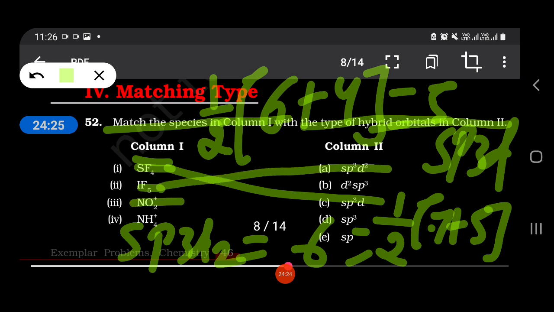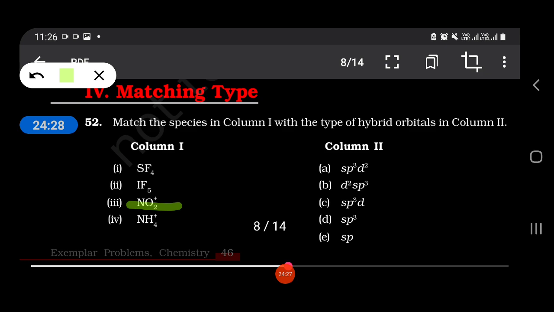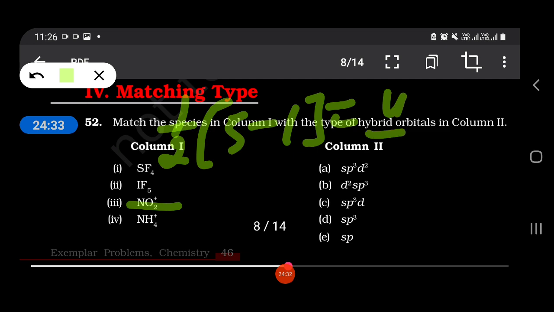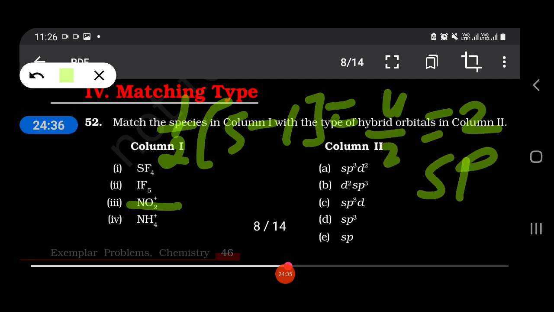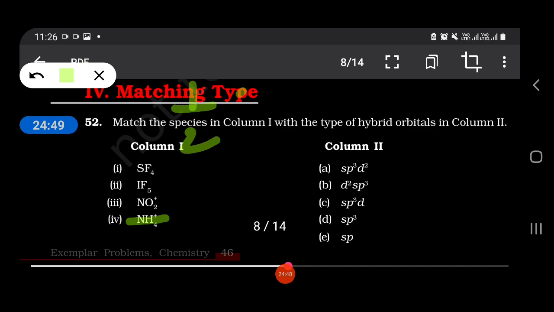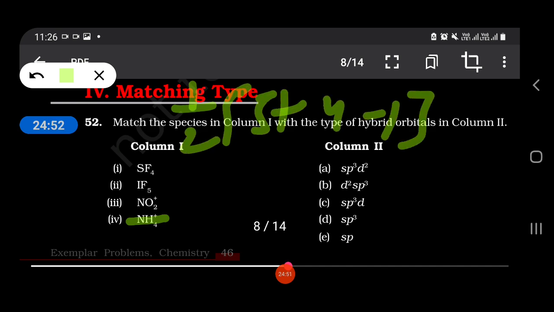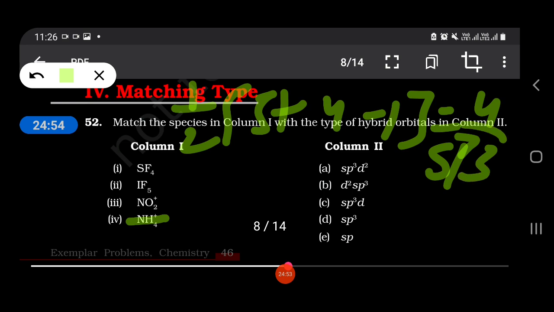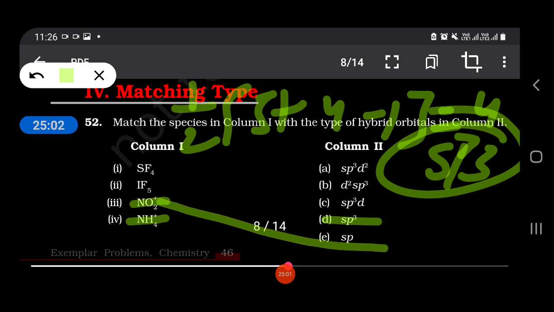And NO2 plus is half of 5 minus 1, that is 4 upon 2, that is 2, that is sp. So our answer is sp. NH4 plus is half of 5 plus 4 minus 1, that is 4, that is sp3. And NO2 is having sp2.